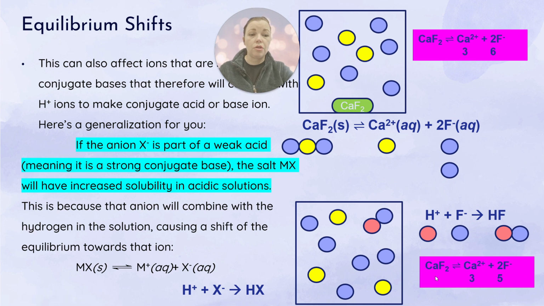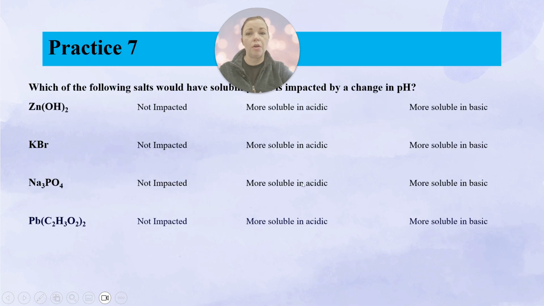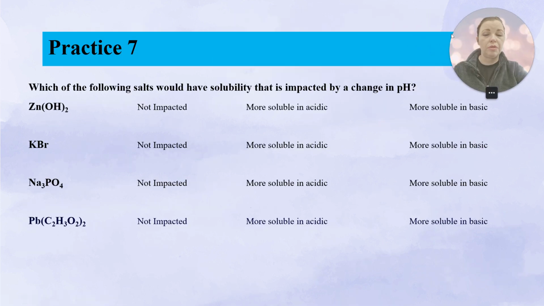And so now our Q value will be decreased relative to our K, and that will cause the equilibrium to proceed towards the products. Okay, so I think this will make a little bit more sense if I show you some examples. All right, so I have 4 examples for you. This is practice number 7.